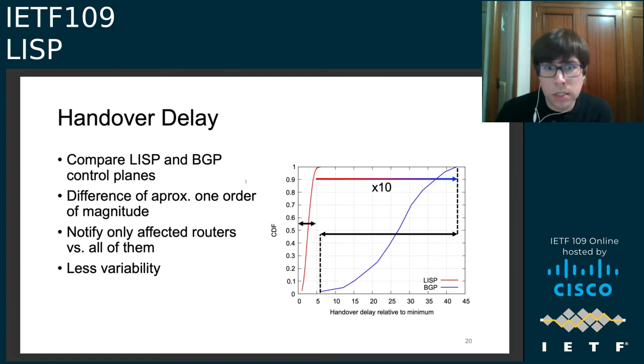And also, you can see that this also creates more variability, no? Because it depends on the moment that BGP receives this update, and then the connection will restore. So you can see that there is much more variability in the BGP delay than in the LISP delay.